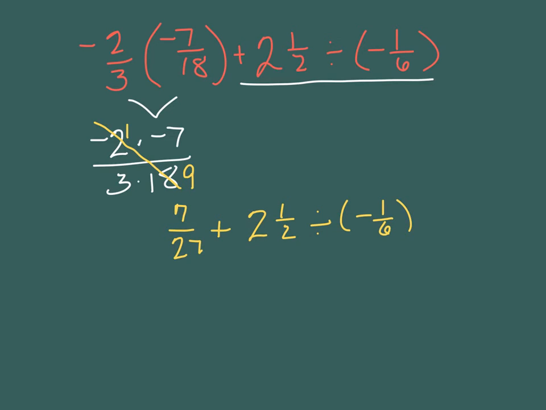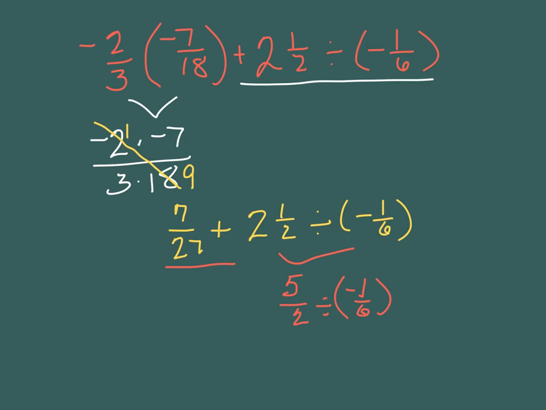I've got 2 1/2 divided by negative 1/6. That's now my division problem. I know that I can't do anything with that mixed number. I need to change it to an improper fraction. 2 1/2 becomes 5/2. Divide by negative 1/6. Math Macarena, here I come.